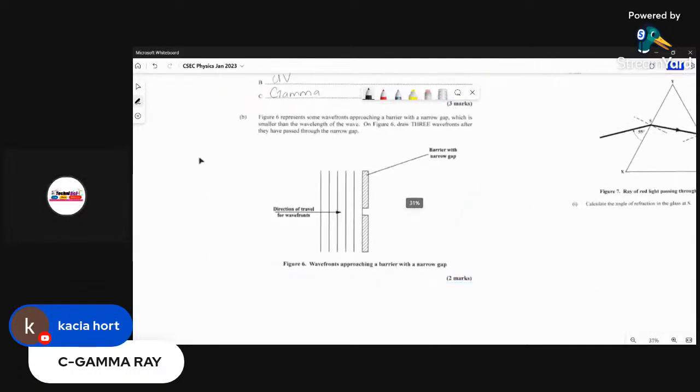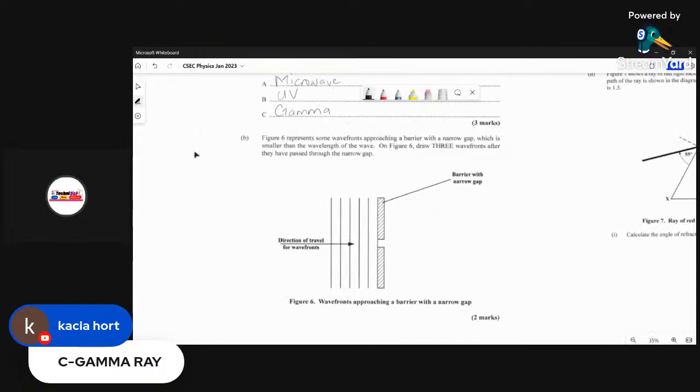Then we come to this question, which says figure 6 represents some wavefronts approaching a barrier with a narrow gap, which is smaller than the wavelength of the wave. Now this part is important. The gap being smaller than the wavelength of the wave, that is important. On figure 6, draw 3 wavefronts after they have passed through the narrow gap. What do the wavefronts look like after passing through a gap that is narrower than the wavelength, or smaller than the wavelength?